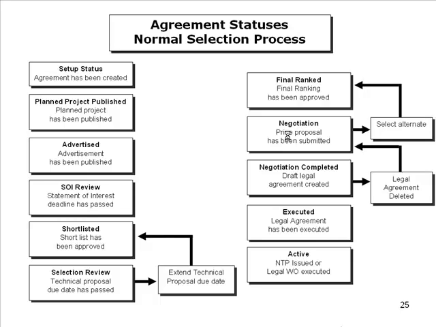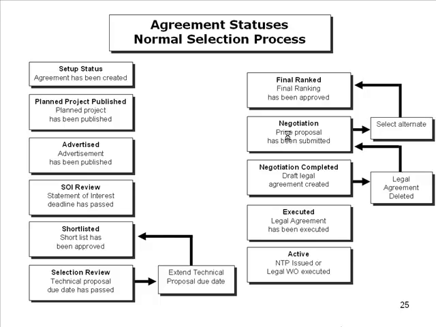The next status is selection review once the technical proposal due date has passed. If the technical proposal due date is extended, the status would revert back to shortlisted. On the right-hand side, once the agreement has the final ranking approved, the status will change to final ranked. Once price proposals have been submitted, the status would change to negotiation. If by any chance an alternate is selected, the status would revert back to final ranked.